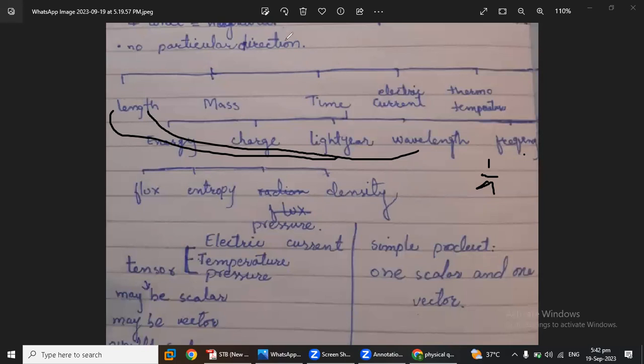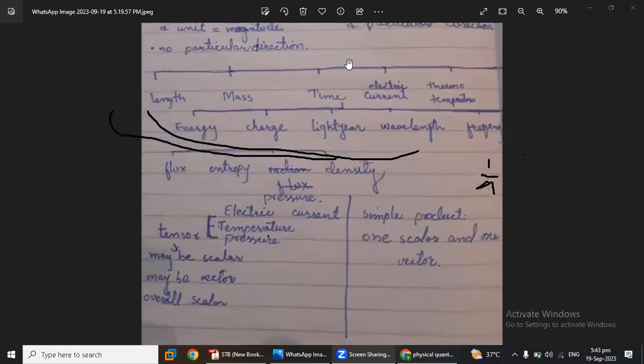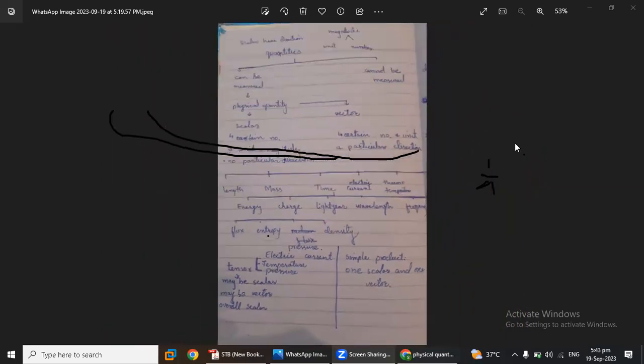Some tensor quantities we will discuss over here. Tensors may be scalars and may be vectors. Sometimes they behave as a scalar and sometimes they behave as vectors as per their wish. Electric current, temperature, and pressure are three of them. Okay. I hope you have understood this chapter better.